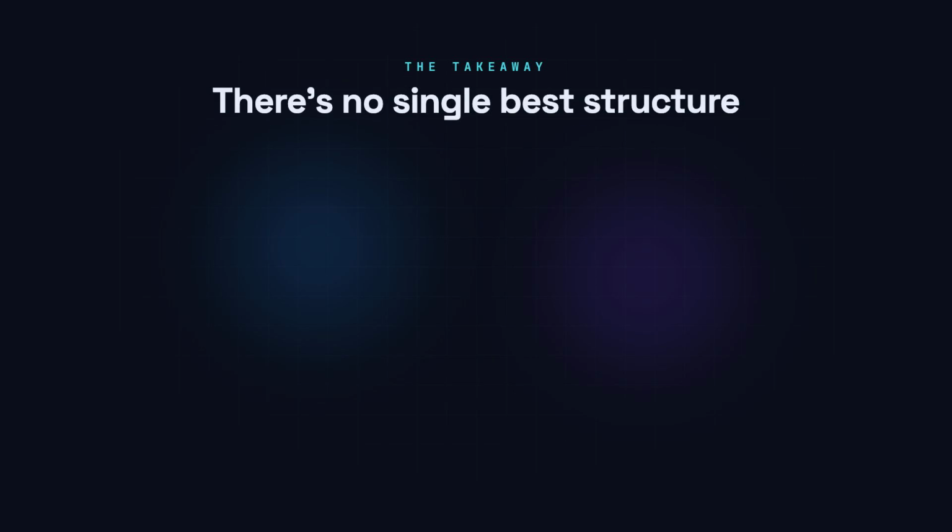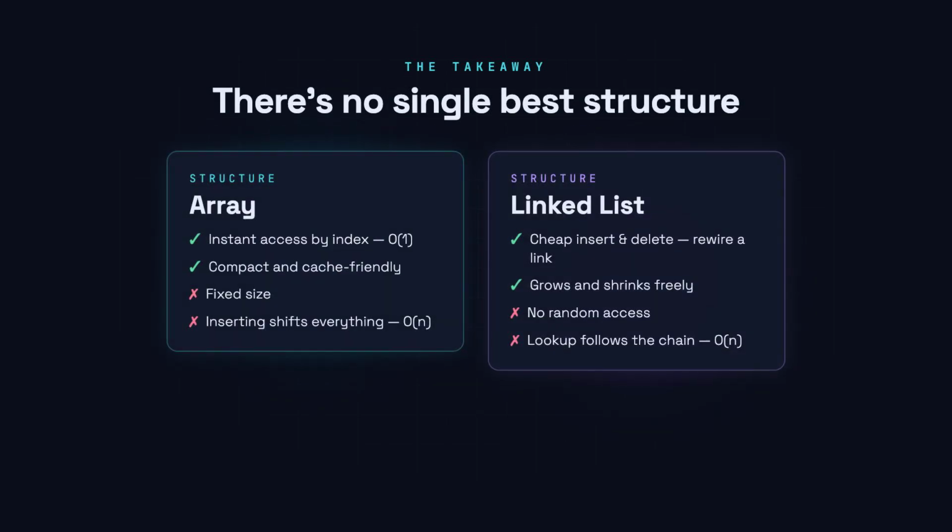So let's pull it all together. Memory is just an enormous row of numbered boxes where each box holds 1 byte, 8 bits on or off. The processor can reach any box instantly as long as it knows the address. Data structures are simply the ways we arrange data inside this space. An array packs its items side by side, so you get instant access by index, and the hardware's cache makes scanning it beautifully fast, but its size is fixed, and inserting means shifting.